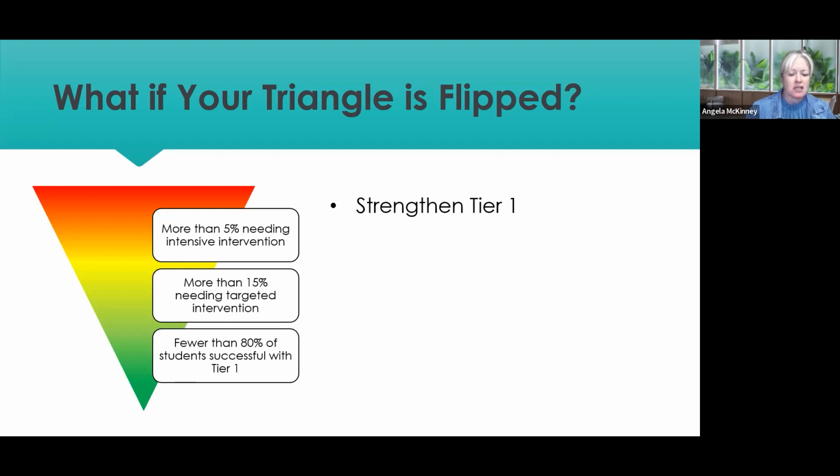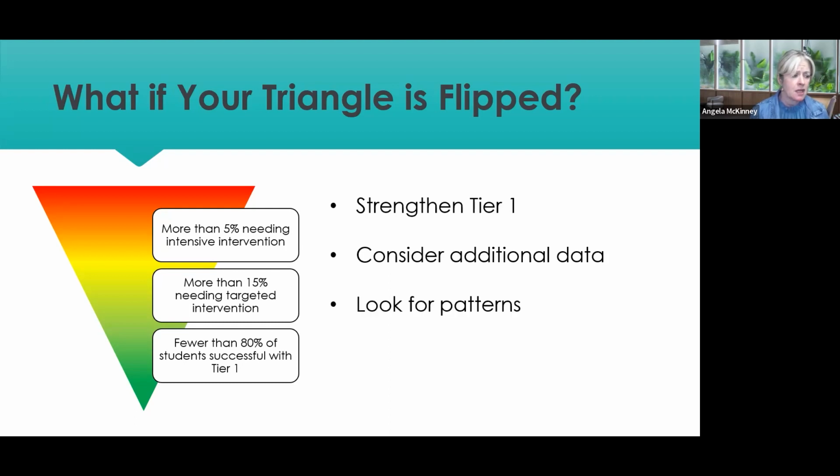We need to go back to that core level of what do we do at the base, the actual tier 1 instruction. See whether you need some additional data. Sometimes we aren't looking at the full picture because we haven't pulled together data that's representing the whole system. We want to look for any patterns in this. Is it certain grade levels, certain groups, certain classrooms that are really pulling those resources?